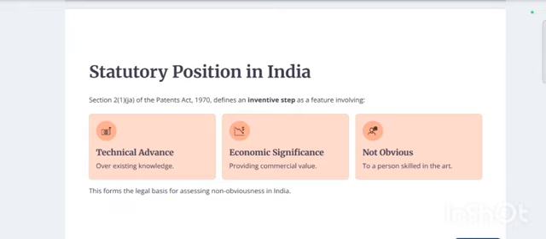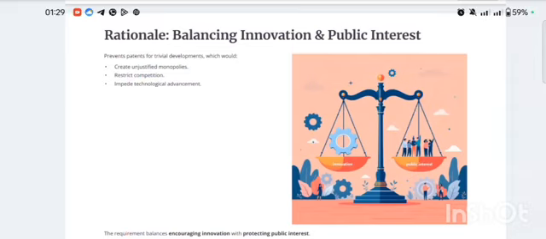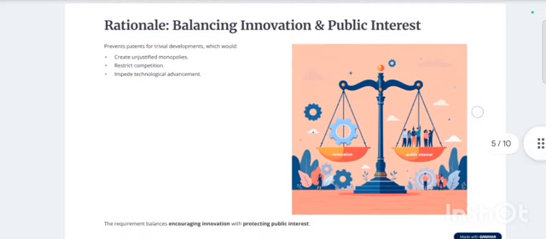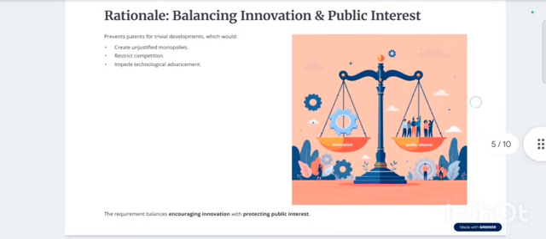Now, let's talk about the rationale behind the requirement. The non-obviousness requirement exists to prevent the grant of patents for trivial or routine developments. Since patents grant exclusive rights, allowing obvious inventions to be patented would create unjustified monopolies, restrict competition, and impede technological and industrial development. Therefore, this requirement maintains a balance between encouraging invention and protection of public interest.